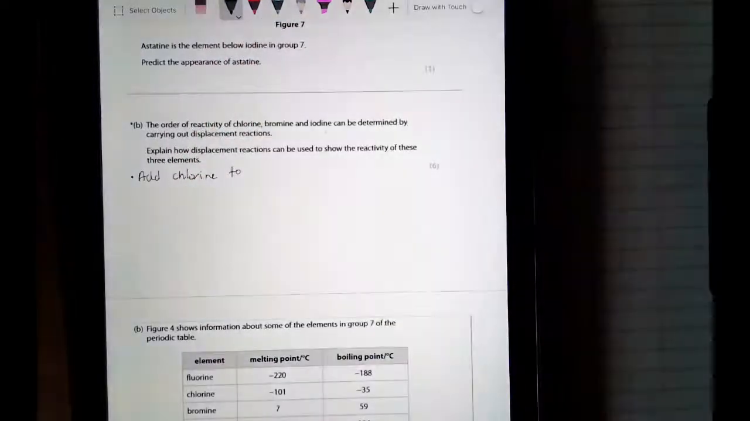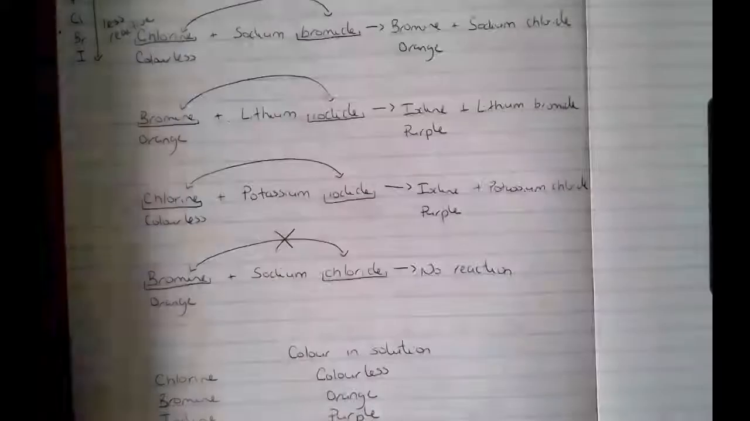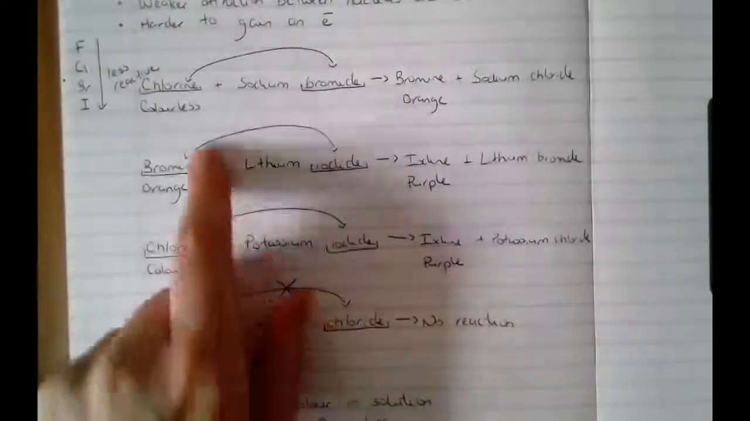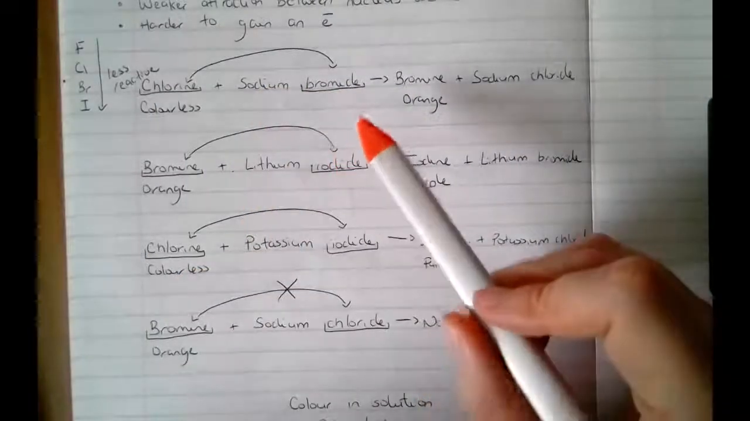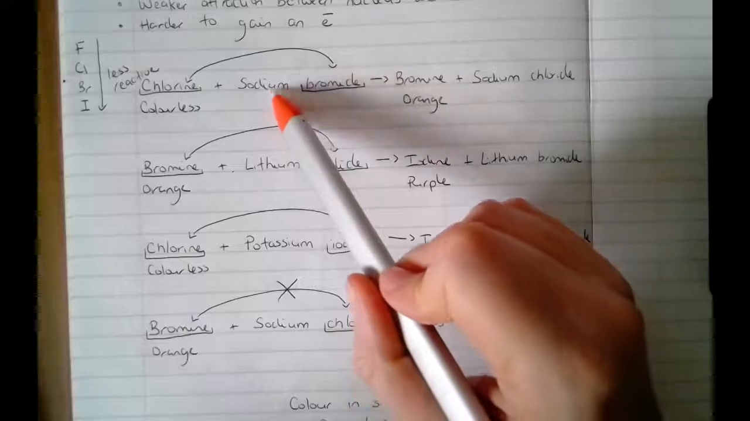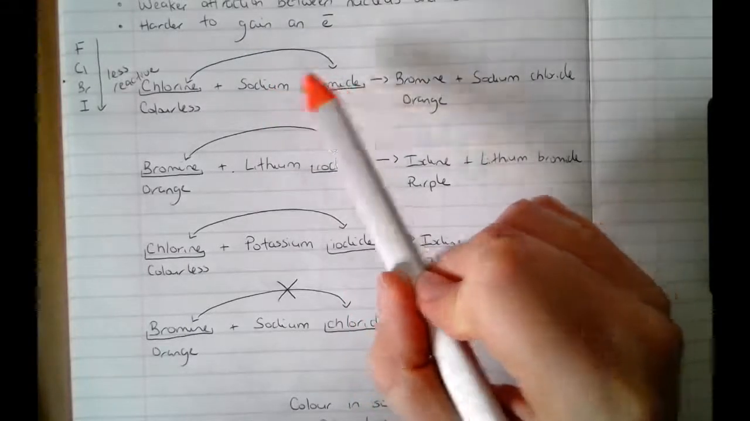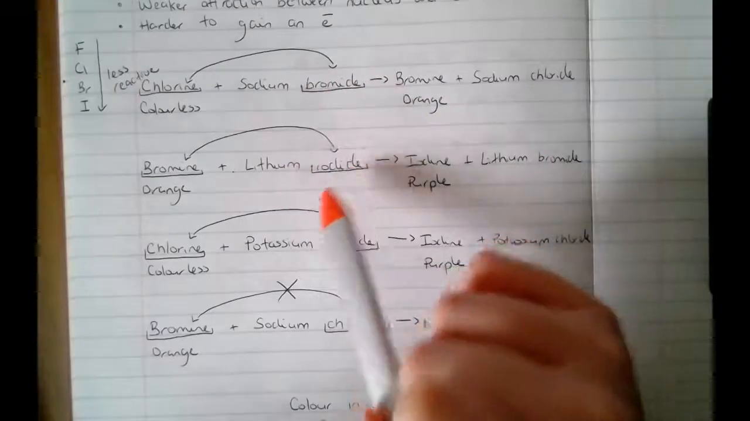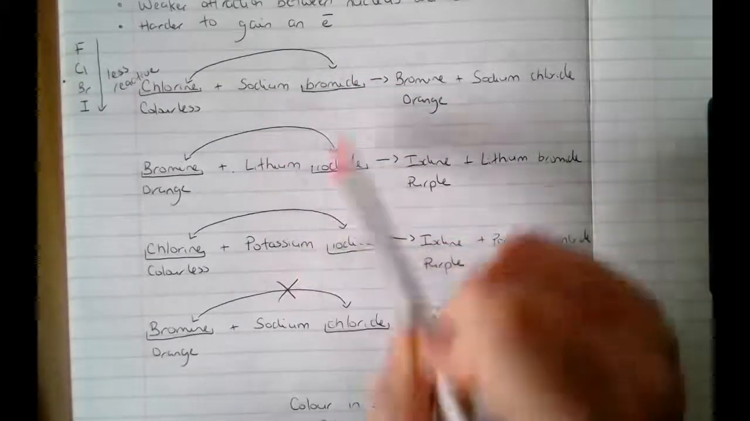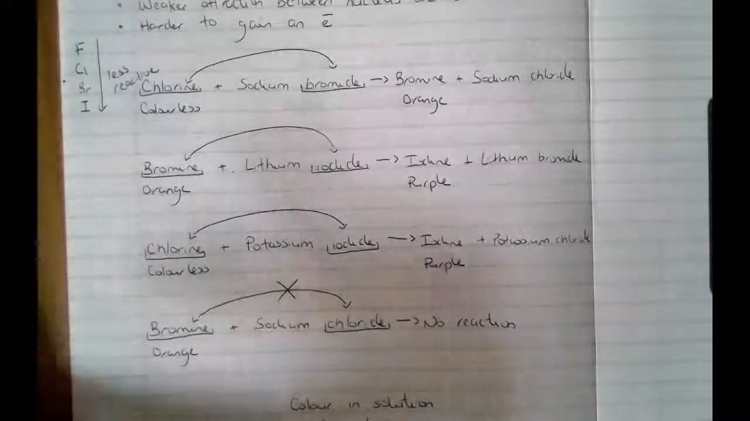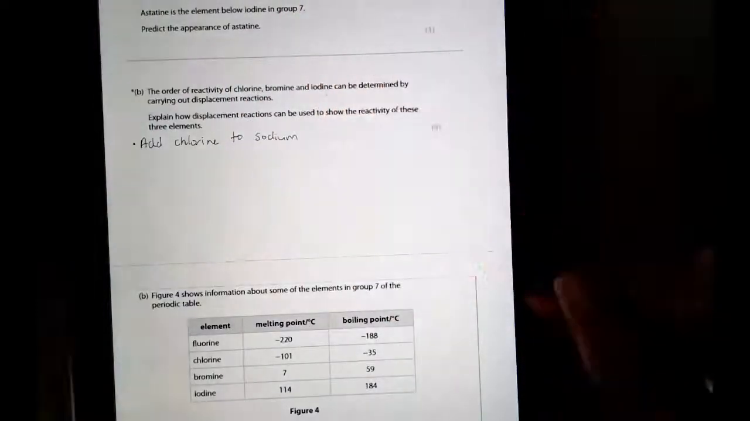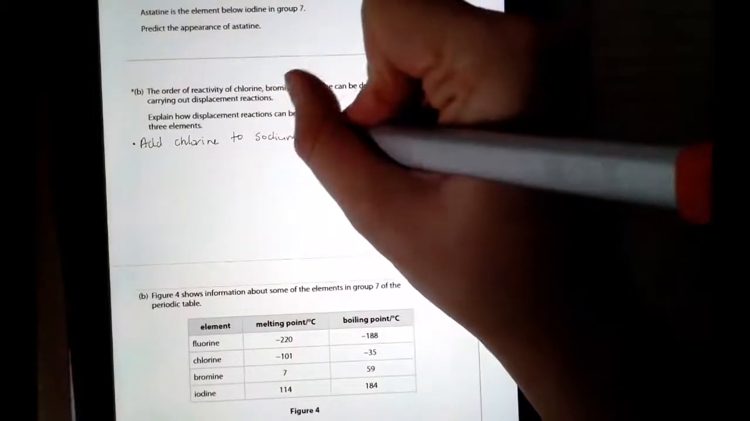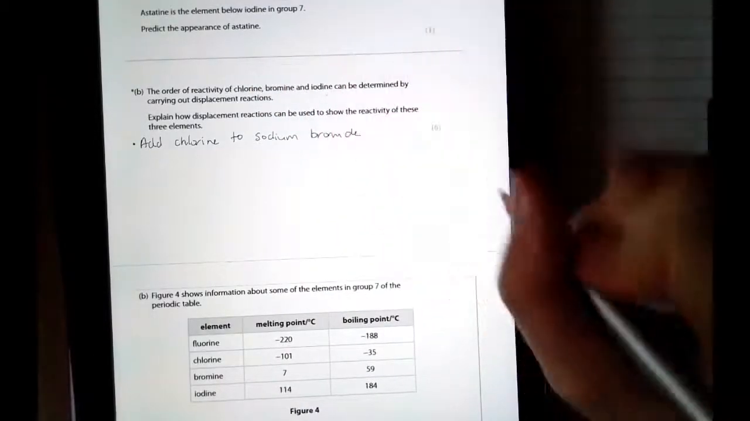to. For all of these displacement reactions, when we were drawing them out, you always had a halogen by itself, and then you always added a halogen to a compound that contained a halogen. So I had a metal, and then I had another halogen. I used sodium bromide in one, lithium iodide, potassium iodide. You just pick a metal, and then pick a different halogen. So I'm going to say add chlorine to sodium bromide.